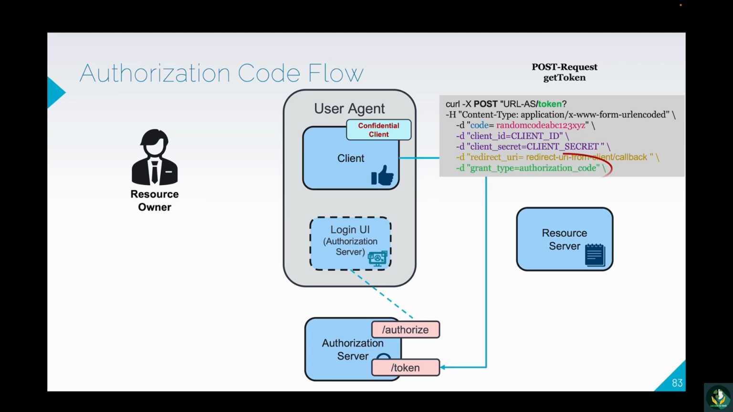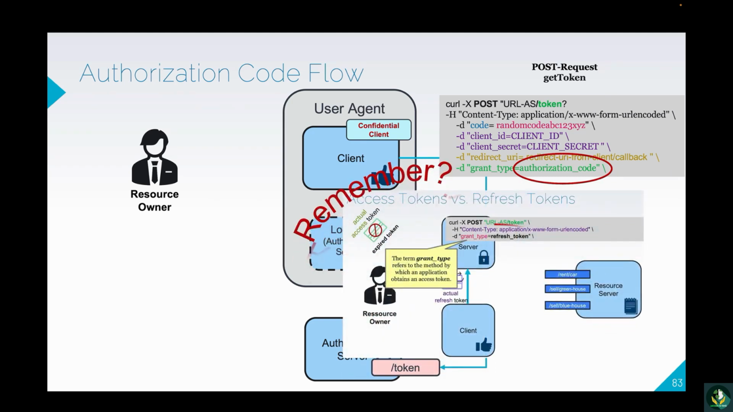Finally, the grant type is set to authorization code, indicating the client is using an authorization code to request an access token. You might remember in the refresh token lesson, the grant type was set to refresh token for requesting an access token via a refresh token.